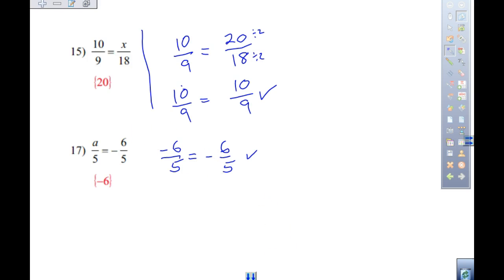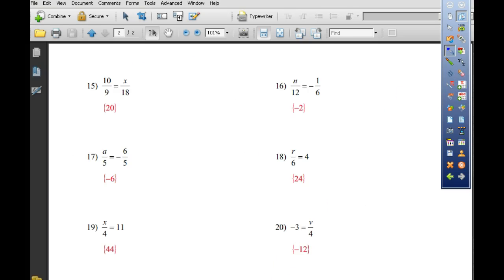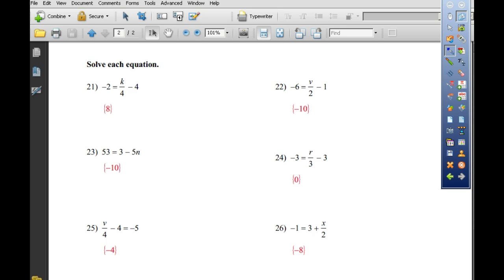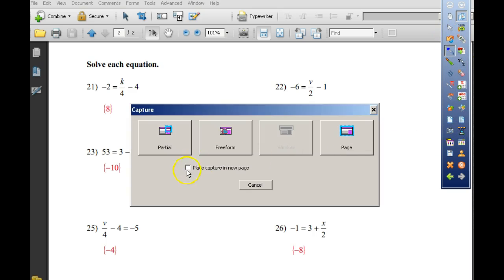Good. And maybe do just a few more. There's going to be some with 2 steps. How about some of these? And we'll be ready to go.